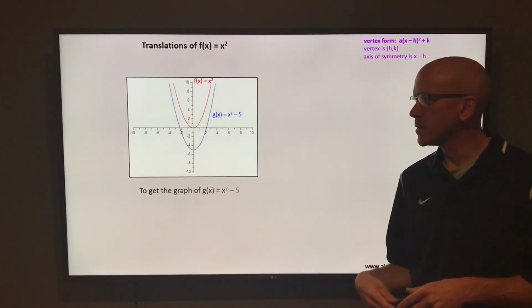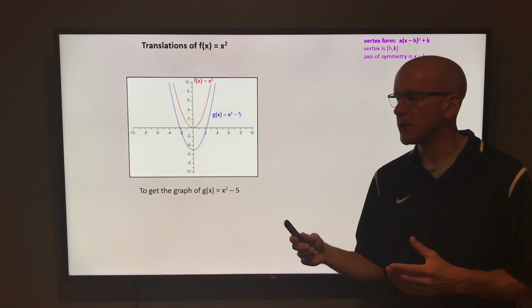Just a reminder, vertex form of a quadratic equation, a quadratic function, is y equals a times x minus h squared plus k, where h and k are the coordinates of the vertex. The axis of symmetry is the vertical line that goes directly through the vertex, that would be x equals h, or x equals the x-coordinate of the vertex.